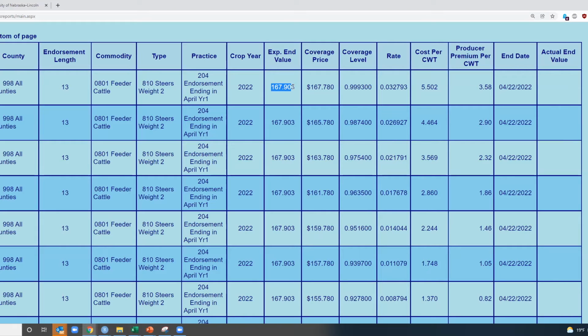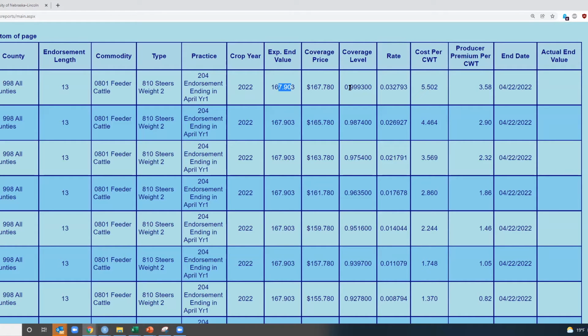This is for Friday's prices, and this is what the feeder cattle futures market was trading at, 167. And so we have to ensure a percentage of this feeder cattle futures price. That's what this coverage price is. This is the price that you ultimately choose. And what this is saying here on the coverage level is that it's 99% of this expected value. So this price, 167.78, was 99% of this expected value.